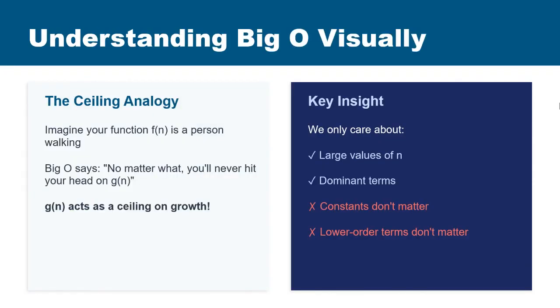Understanding big O visually. So, if n is a person walking, big O says no matter what, you'll never hit your head on g of n. It's essentially a ceiling. g of n is a ceiling.